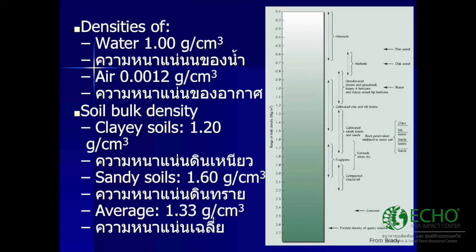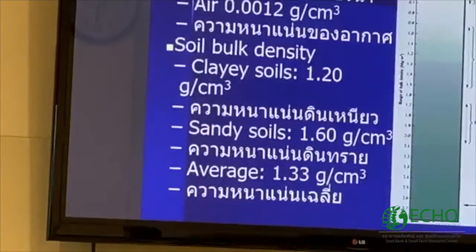So on average, a soil will have about 1.33 grams per cubic centimeter. Water is 1, but the average soil bulk density is about 1.33. Now, do you remember what I said the average particle density is? Anyone remember? Or write it down?